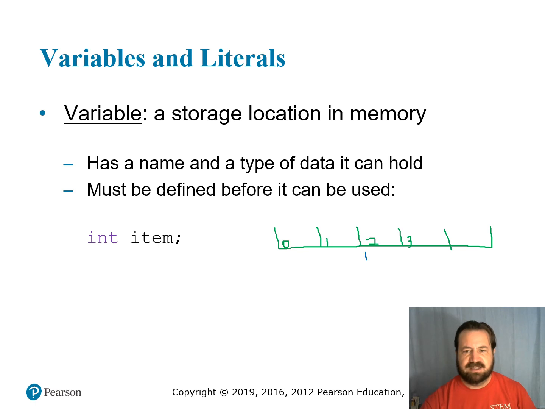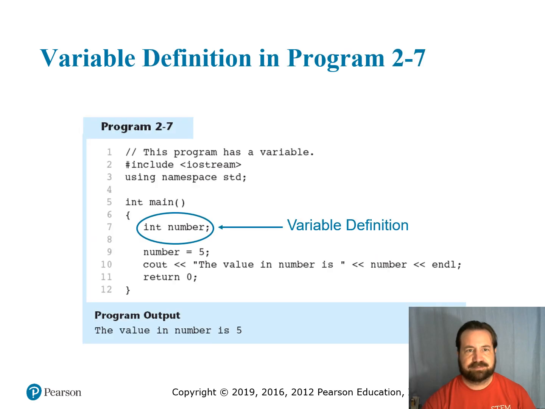So we can take the identifier item and stick it on this memory box. Okay, and this tells it not only that item belongs to that memory box, but that the value held there is going to be an int type, an integer.